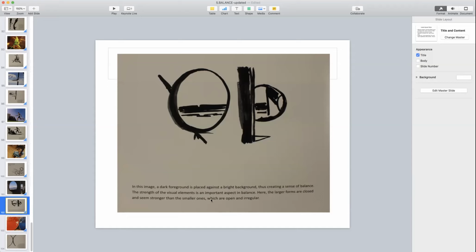The strength of the visual element is an important aspect in the balance. Here, the large forms are closed and seem stronger than the smaller ones, which are open and rectangular. So, जैसे मैंने पहले बताया था आपको, anything which is closer to the camera would look larger, whether it is a shape or a mass or a circle or rectangle. Here it is a circular image, window, which is basically.